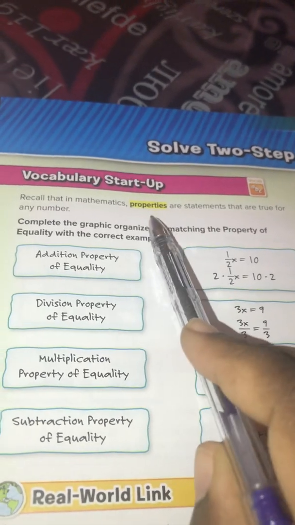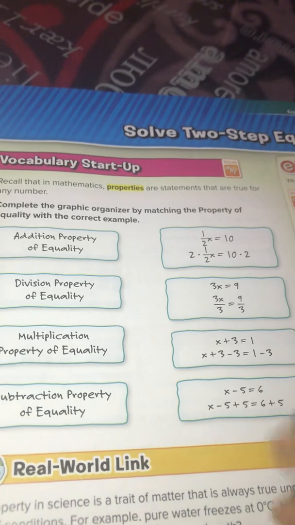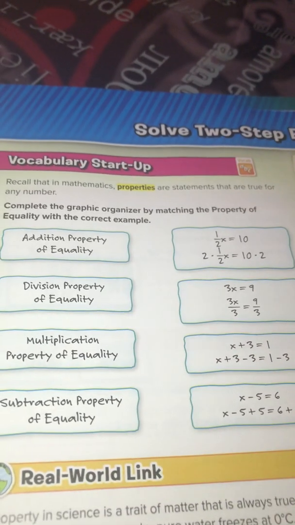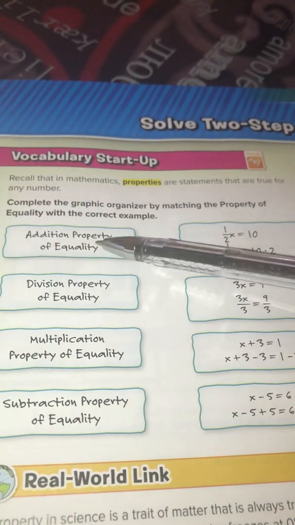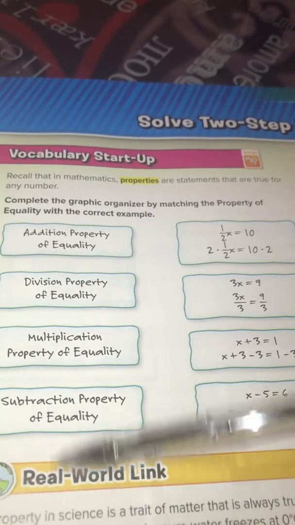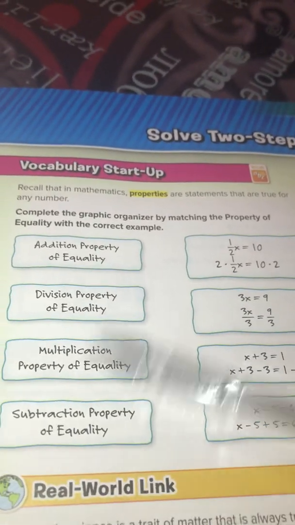Okay. Now, we looked at properties in grade 7. We had commutative property, associative property. So, here you're going to see new properties. And all these, actually they're not new. You saw them in grade 7. All these properties, okay?